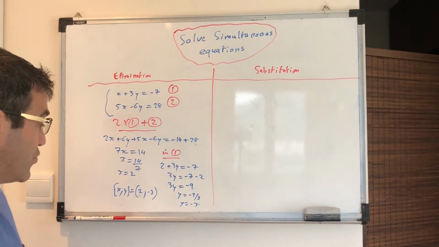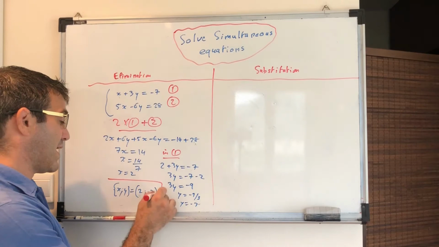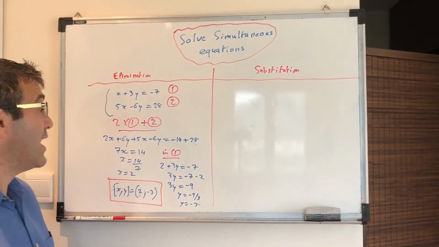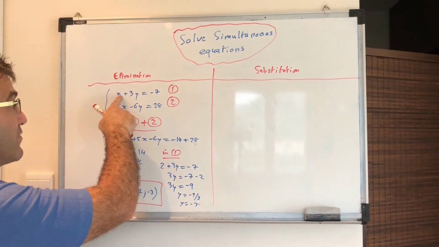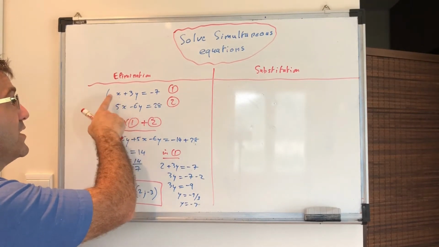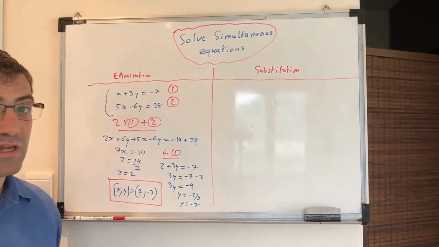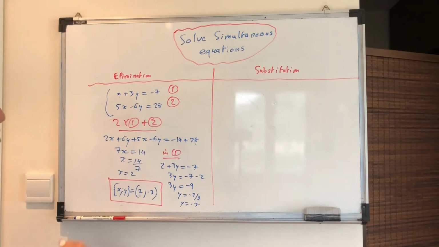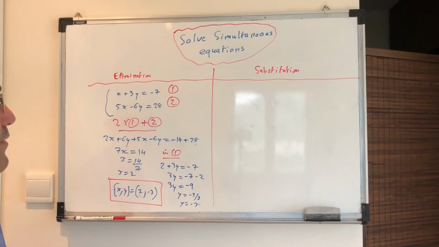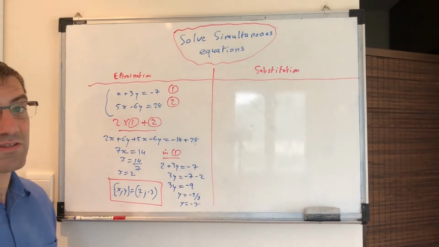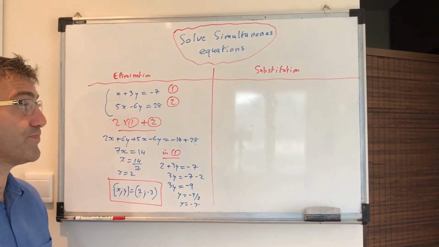Now those are my solutions and I'm quite happy with them. If I want to check them, I can plug them back in. 2 times, so 2 for the x value plus 3 times negative 3. 2 minus 3 is minus 7. I'm pretty sure that's correct. I could double check with equation 2 as well, but I'm not going to at this point in time. I'm going to focus on the second method, which is substitution.